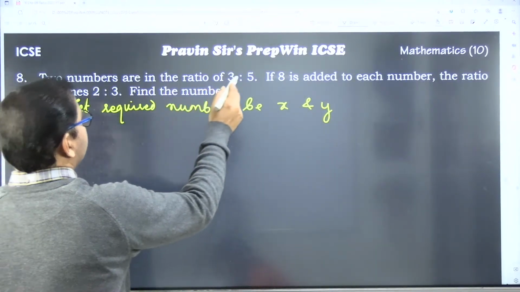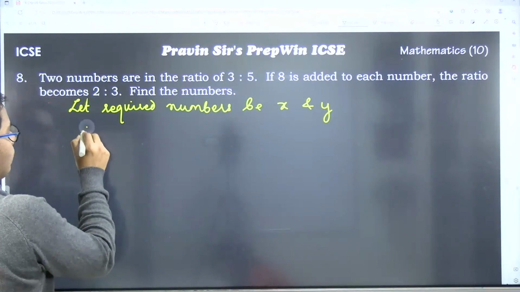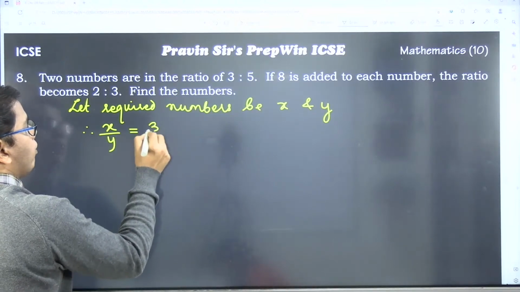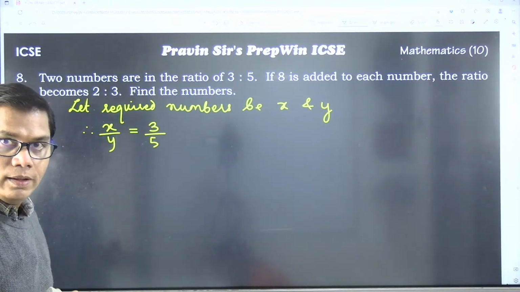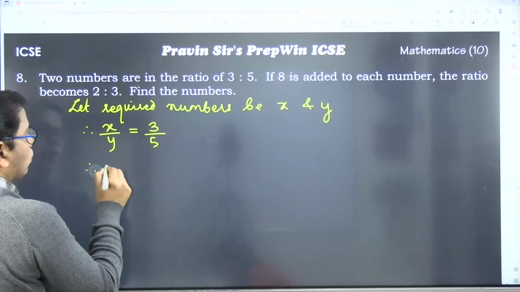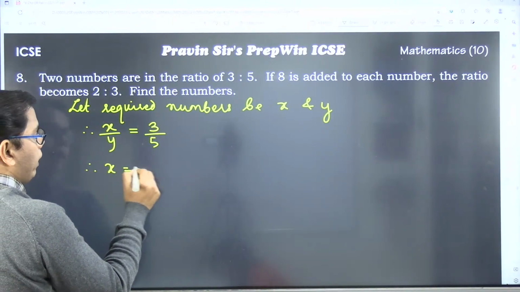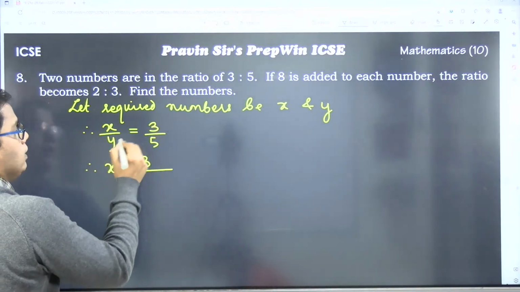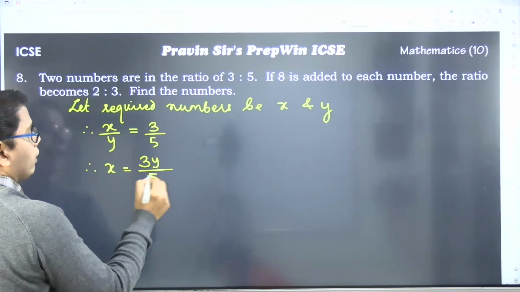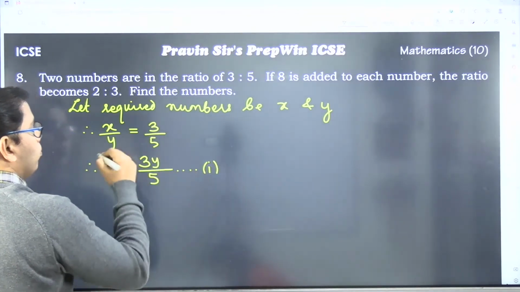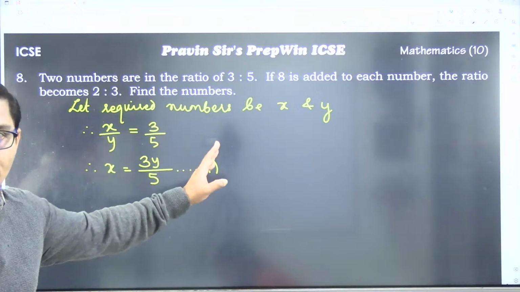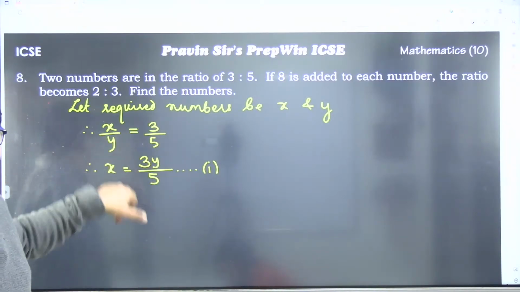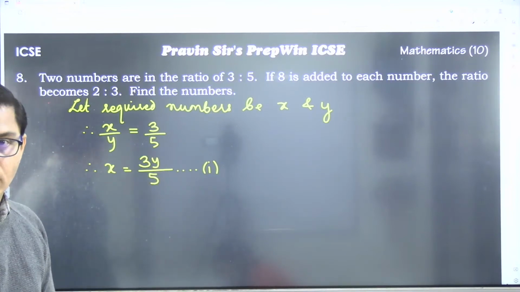Two numbers are in ratio 3:5. That means x upon y, the ratio of these two numbers, is 3/5. So I am keeping x and I will change y in terms of x. When I cross multiply, this will become x = 3y/5. Have you understood what I have done? By multiplying y on both sides, y gets cancelled on the left hand side and the right hand side becomes 3y/5.